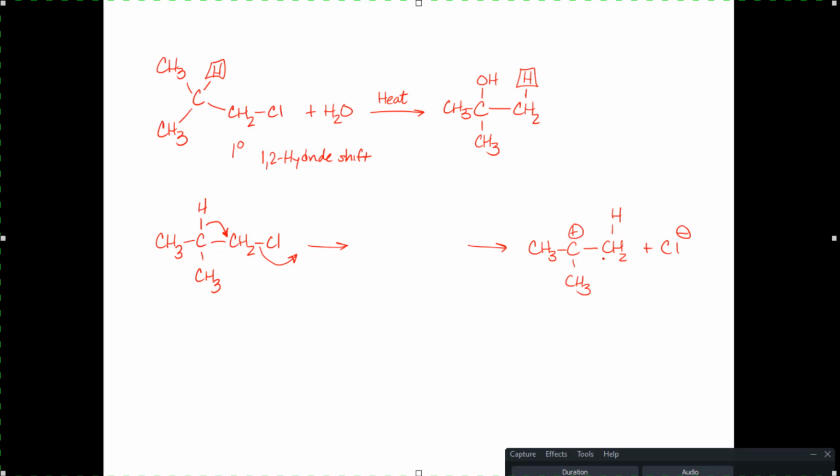So what does the transition state for this look like? Well, what bonds am I forming, and what bonds am I breaking? I'm breaking a carbon-chlorine bond. I am breaking this carbon-hydrogen bond, but yet I am forming that hydrogen-carbon bond. So those would be the dotted lines, the partial bonds in the transition state.